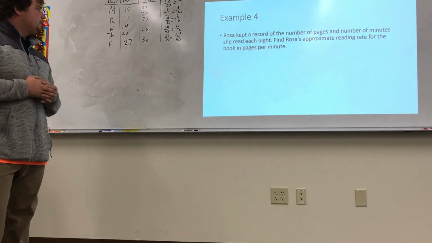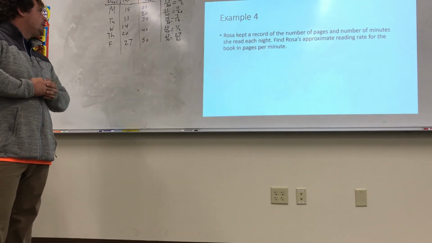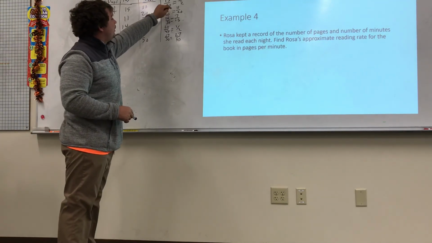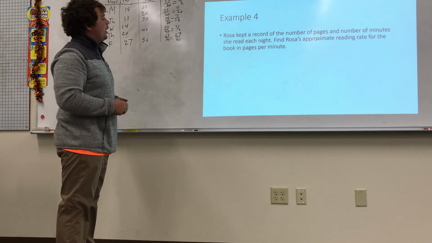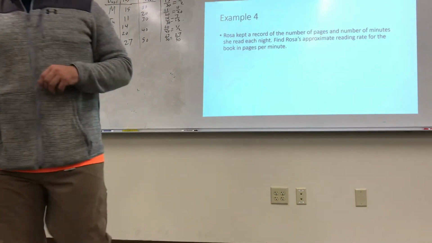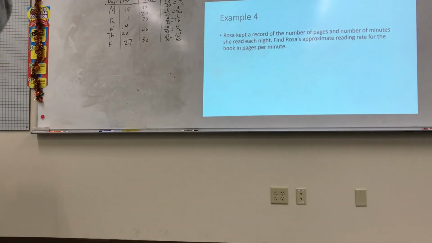So find Rosa's approximate rate. 2 nights we're at 1/2, or just a touch over, touch below. So I would say if I had to go through this, it's taking her about 2 minutes per page. Or for every 1 page she reads, she takes 2 minutes. So it'd be a 1-to-2 ratio.